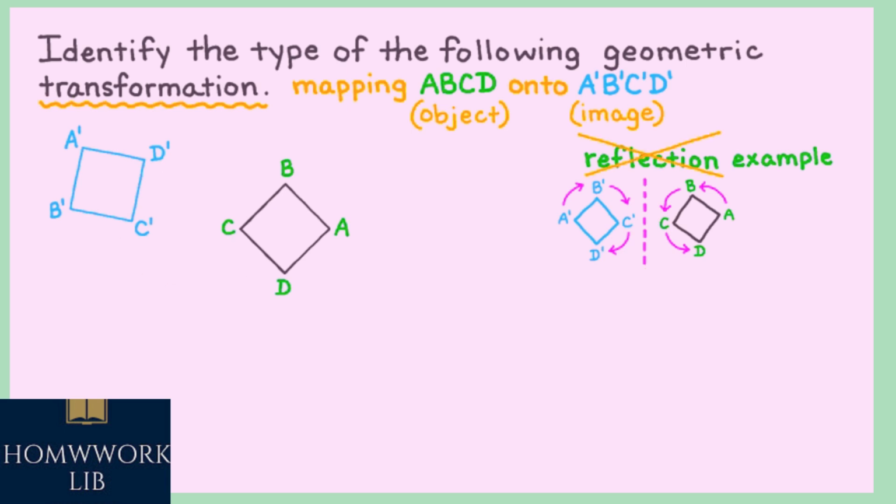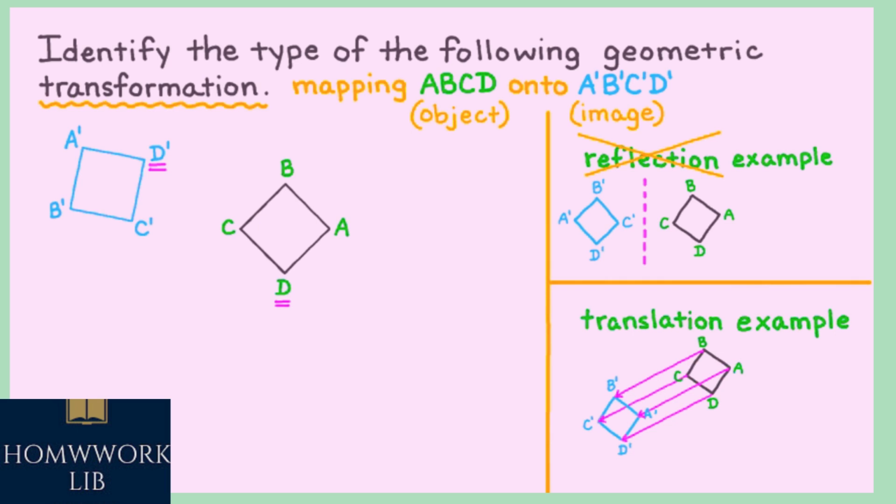Second, we can see that the vertices of the object do not occur in the same relative positions to one another as the vertices in the image. For example, the vertex pointing down in the object is D, but we see that D' is in the top right position in the image. This means that it cannot be a translation. Otherwise, the vertices of the image would be oriented in the same direction as the vertices of A, B, C, D, as shown in the following sketch of a translation.